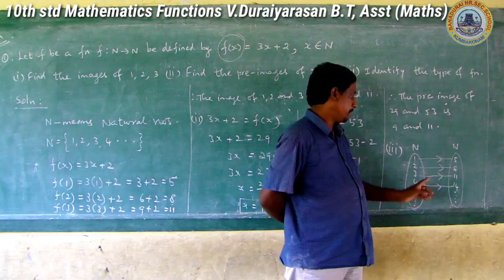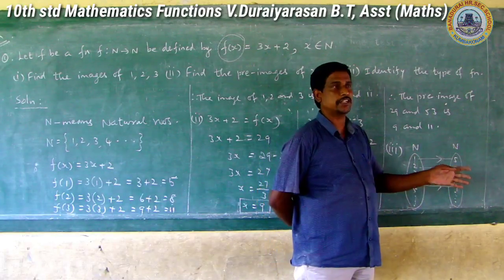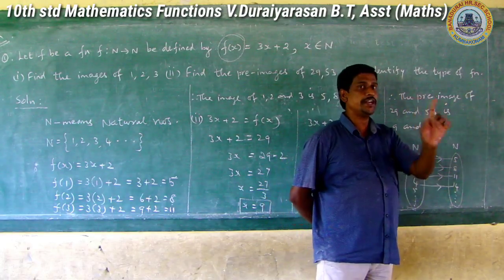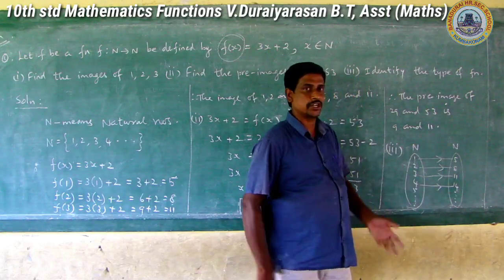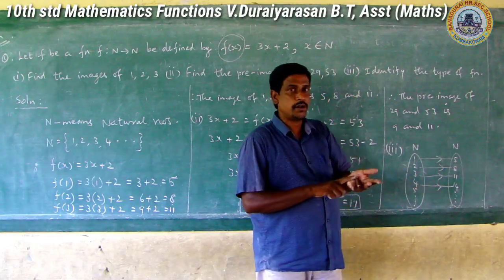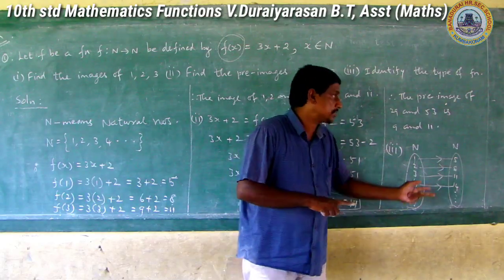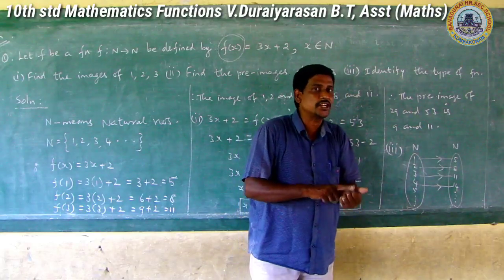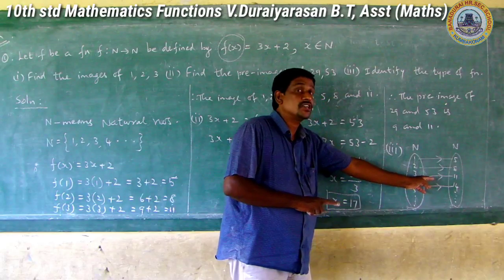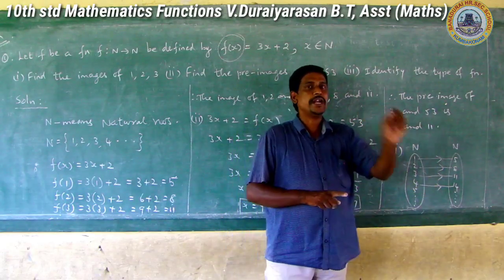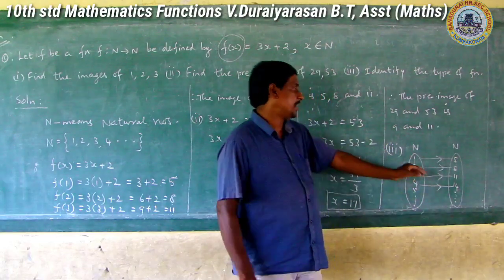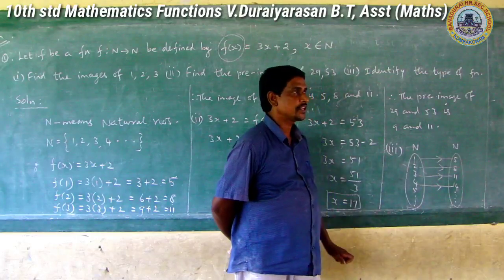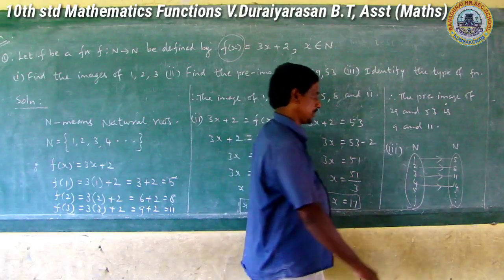Is it a many-to-one function? Many-to-one function means many pre-images have only one image. So it is not a many-to-one function, not an onto function, not a constant function, and not an identity function. So what type of function is this? This is a one-to-one and into function. The given function from N to N is a one-to-one and into function.